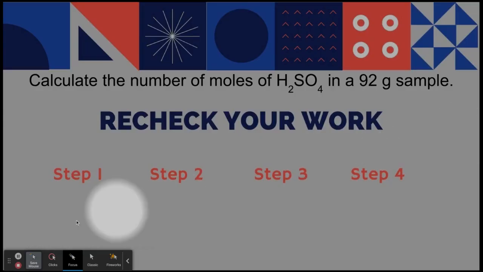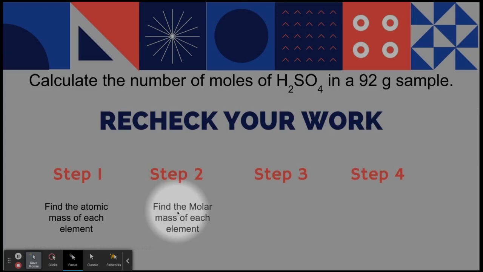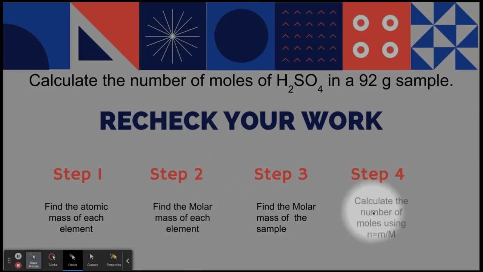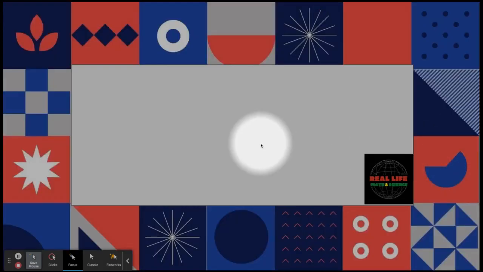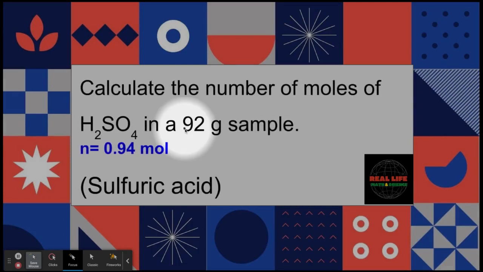But we always want to check our work. So, step number 1, we found the atomic mass of each element, found the molar mass of each element, found the molar mass of the sample, and we substituted to find the moles using this formula. Easy. And we calculated the number of moles in a 92-gram sample. We went from grams to moles, sulfuric acid.